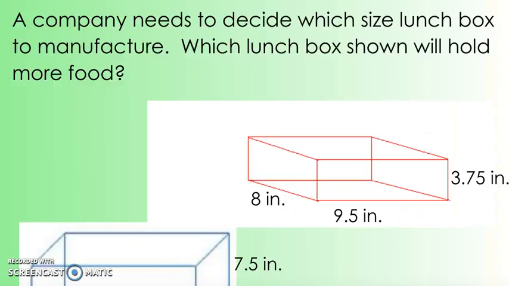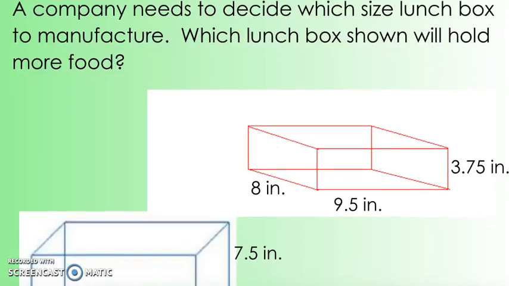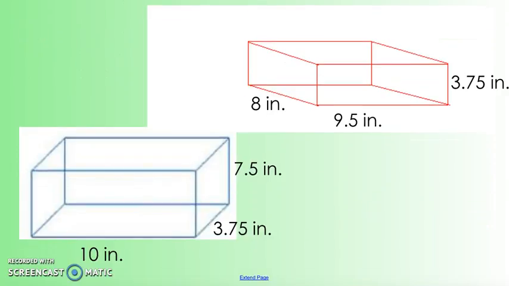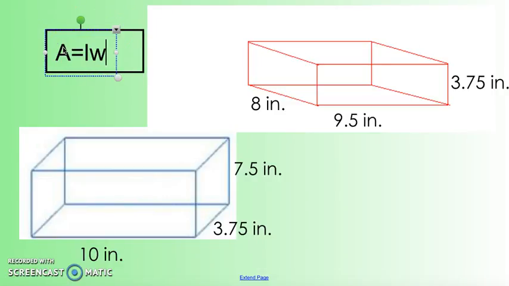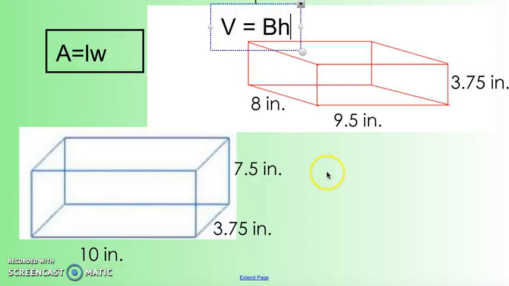A company needs to decide which size lunchbox to manufacture. Which lunchbox shown will hold more food? So we're trying to figure out which one has more space. Well, we have rectangular prisms. So if we're trying to find, remember our base on both of them is what shape? Rectangle. Nice job. So the area of a rectangle is length times width. So we're going to use that to find both of them. So we're going to take the area of the base times the height. Well, the base on these are length times width.